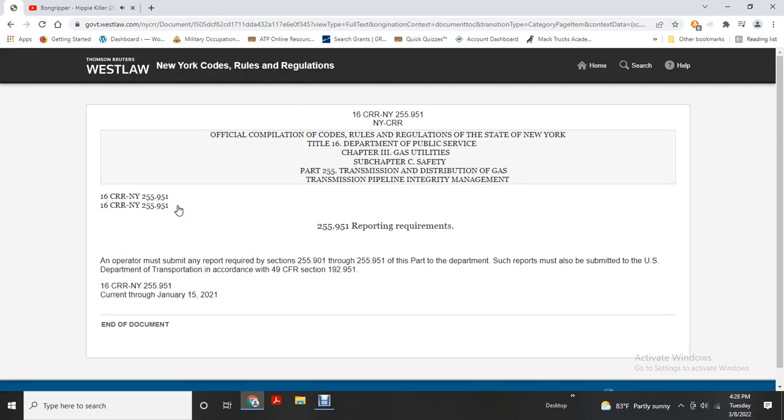Reporting requirements. The operator must submit the reports required in sections 255.901 through 951. Such reports must also be submitted to the U.S. Department of Transportation according to Title 49 CFR 192.951.